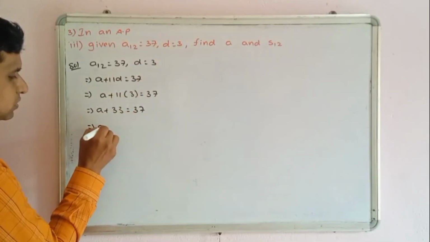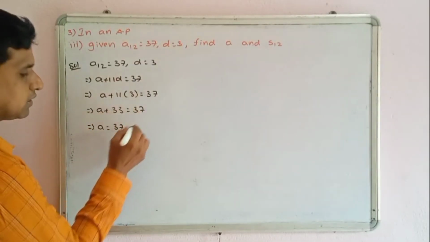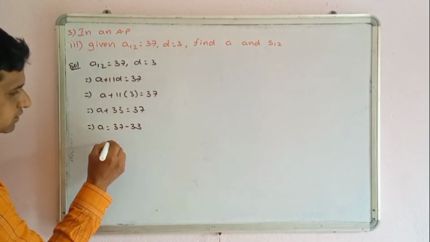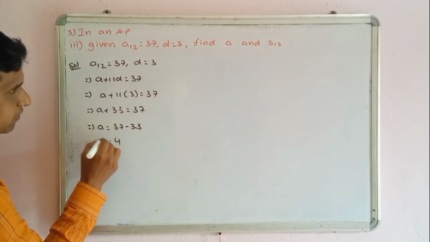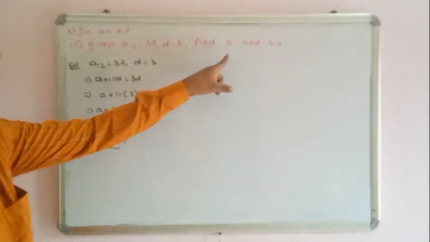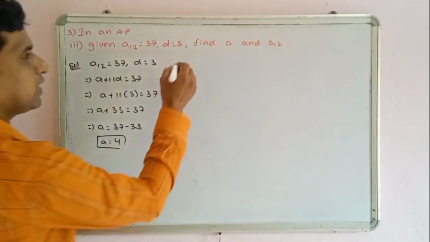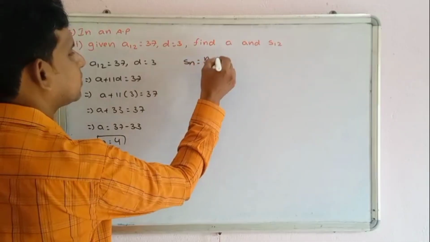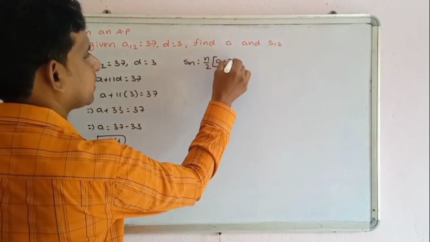So A equals 37, 33 transposes to the right side as minus 33. 37 minus 33 is 4. Therefore the value of A is 4. Now we will find the value of S12. What is the Sn formula? n by 2 into (A plus An).